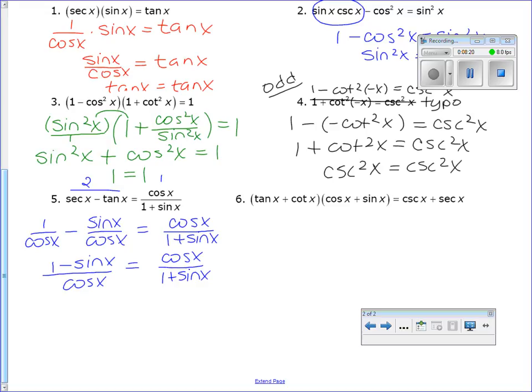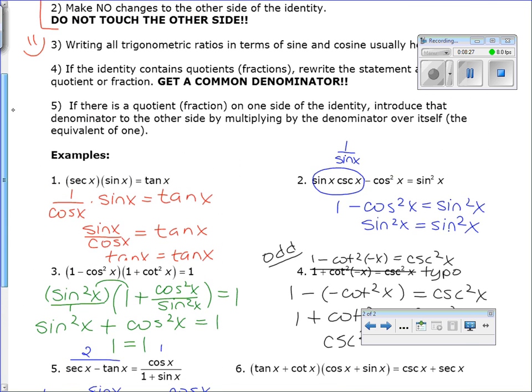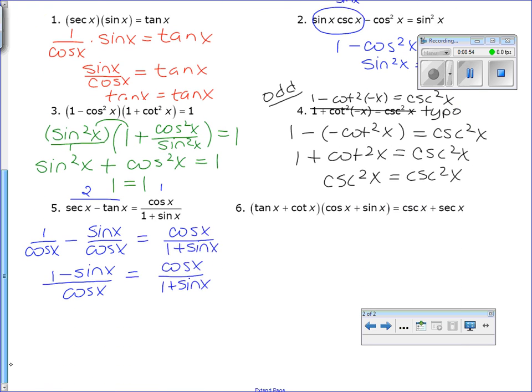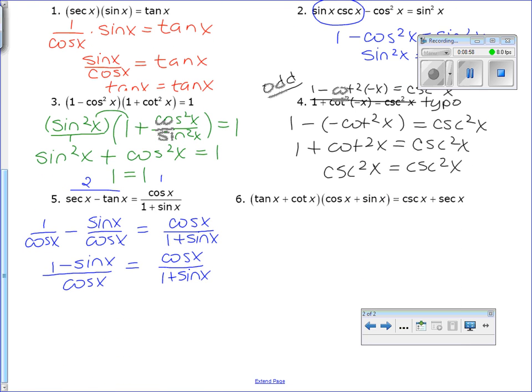All right, I want 1 plus sine x to be a denominator. Let's look up to one of the other rules here. We did actually apply rule 4. We got a common denominator. That wasn't too hard. But now we're at rule 5, right here. If there's a quotient fraction on one side of the identity, introduce that denominator to the other side by multiplying by the equivalent of 1. So that's exactly what we're going to do here. I'm going to multiply the left side by 1 plus sine x over 1 plus sine x. I can do that. I can multiply any time by the number 1.